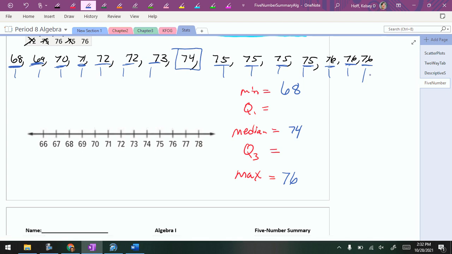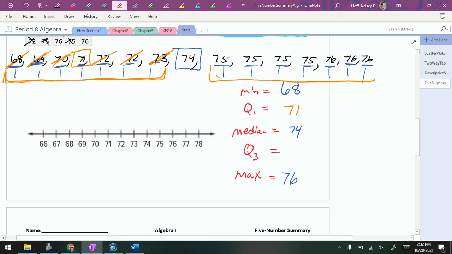Does that make sense? Now, your Q1 occurs in the middle of the lower half. So we're going to reuse these numbers, and we need to find the middle of these numbers. And that's why I say don't cross them off where you can't read them. So now I have 68 and 73, 69 and 72, 70 and 72. So your Q1 is actually 71.